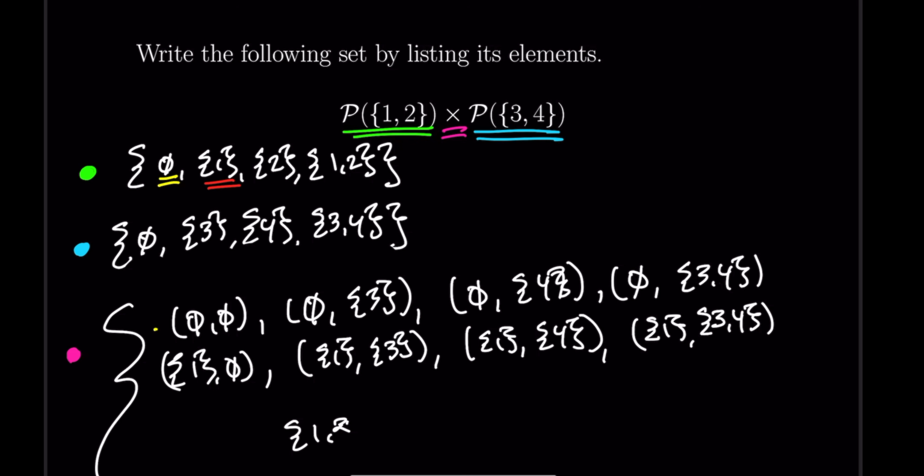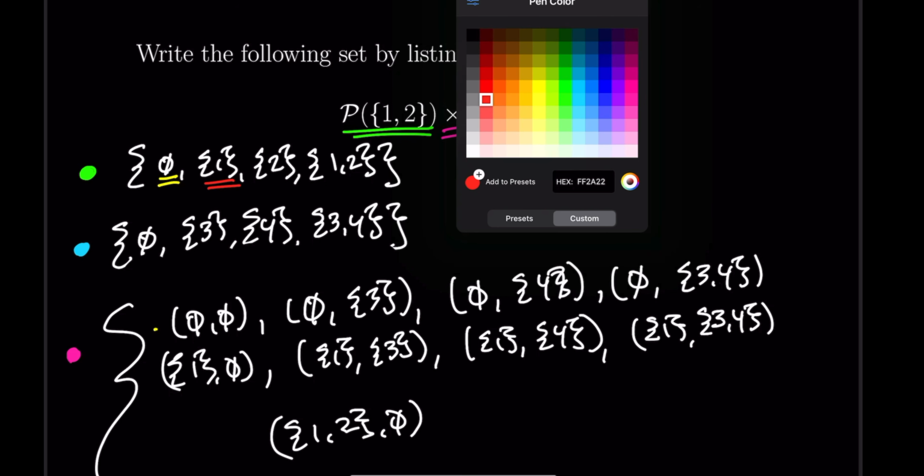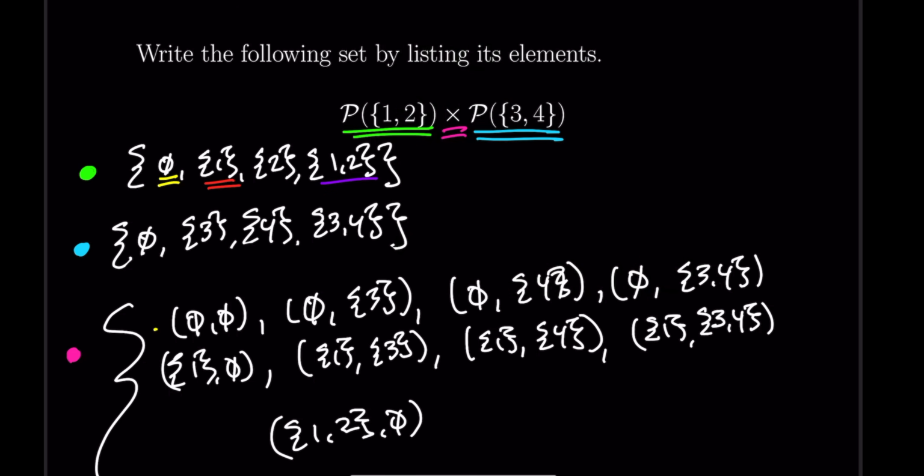You'll have the set containing 1 and 2, along with the empty set. So that'll come from taking this as our first entry and this as our second entry. And then you could also have maybe the set containing 1, 2 as the first entry, and then the set containing 3, 4 as the second entry.